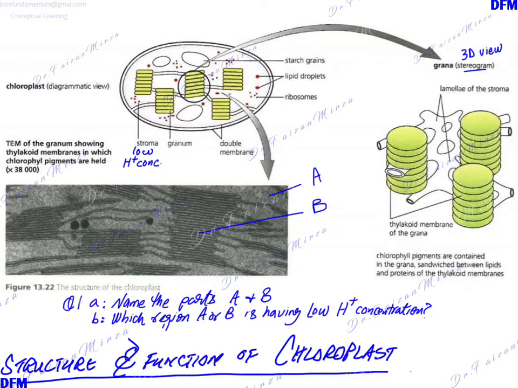If you look at an electron micrograph, this is how the stack of thylakoids looks. Each thylakoid is a membrane enclosed compartment, and they are all stacked one on top of the other. So if I ask you to label A and B, B is the granum, or you can label this as a thylakoid if it's singular, a single part of this stack. If this is the whole stack, this is granum. The fluid present outside the thylakoids is the stroma.